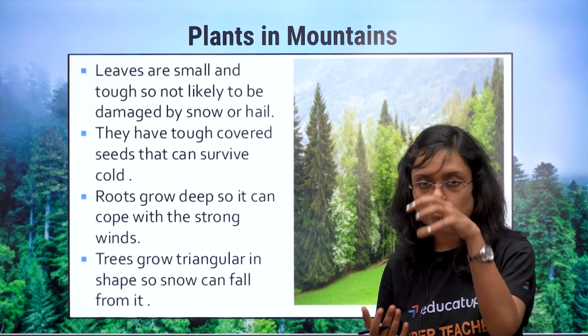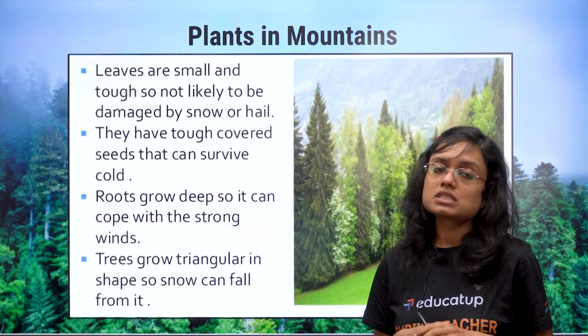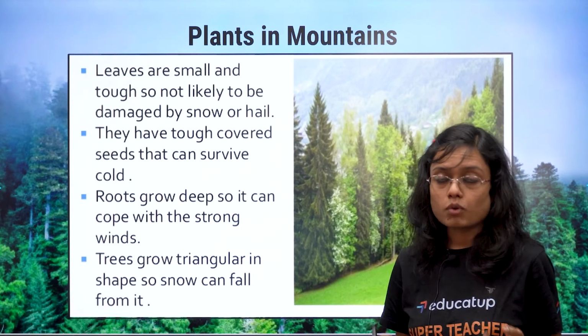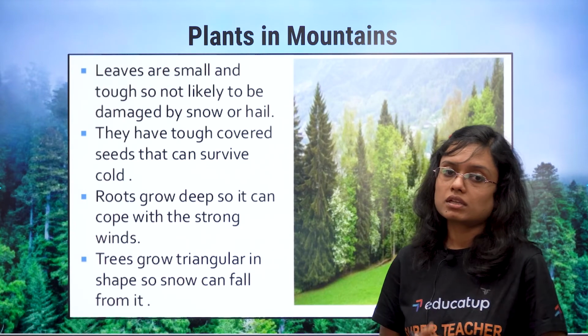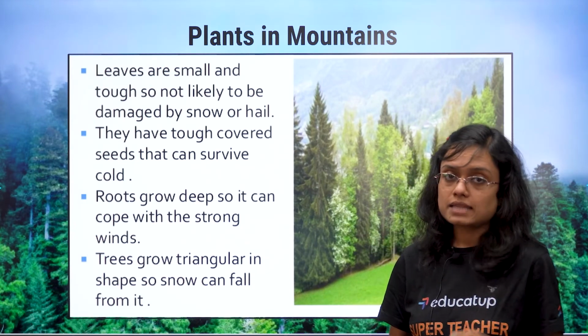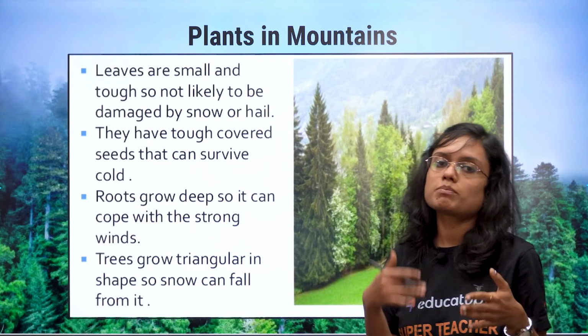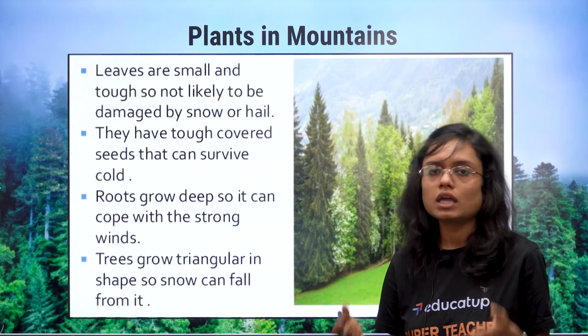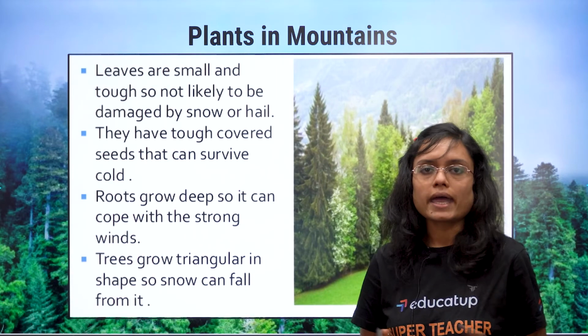Hail, आपके जो ओले गिरते हैं. They have tough covered seeds that can survive cold. बहुत ठंडे उसमें भी seeds grow कर जाते हैं, ठंडे weather में भी. Roots grow deep so that they can cope up with the strong winds. यानी कि roots बहुत deep होती हैं ताकि जब बहुत ठंडी और तेज तूफानी हवा चलती है तो जो trees और plants हैं they don't die out.